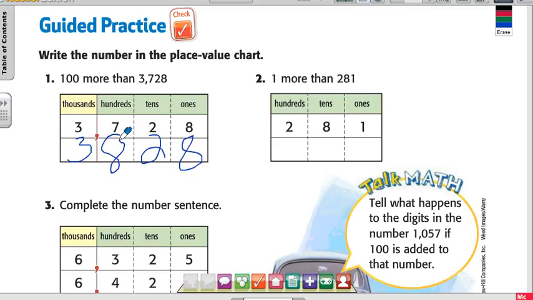Number 2 says one more than 281. It says one more, right? It doesn't say 10 more, and it doesn't say 100 more. One more. So what place value is going to change? Ones. That means the hundreds stay the same, the tens stay the same, and I need to add 1 to the ones place. So what's 1 plus 1? 2.